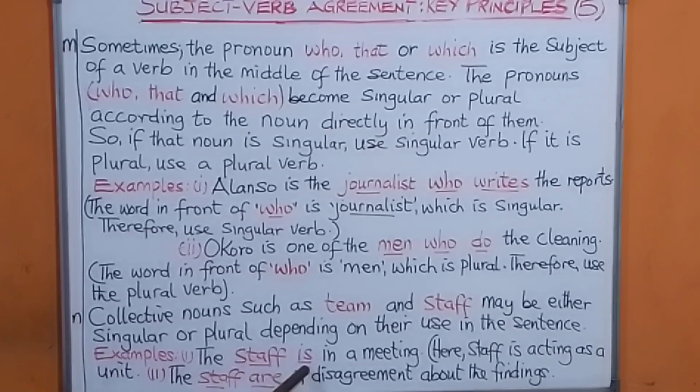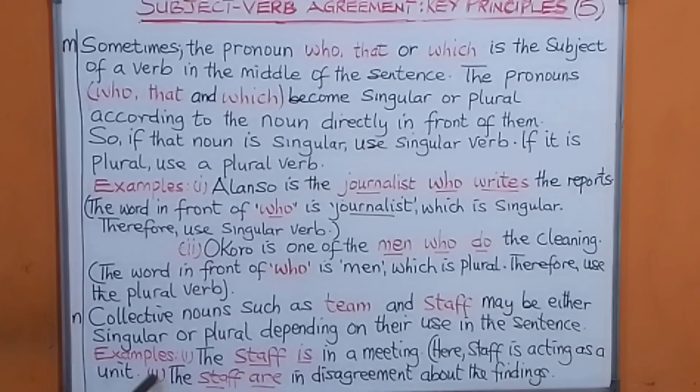The staff is in a meeting. Here the staff is acting as a unit. That is why I say is. The staff is acting as a unit. Therefore, you have a singular verb there.